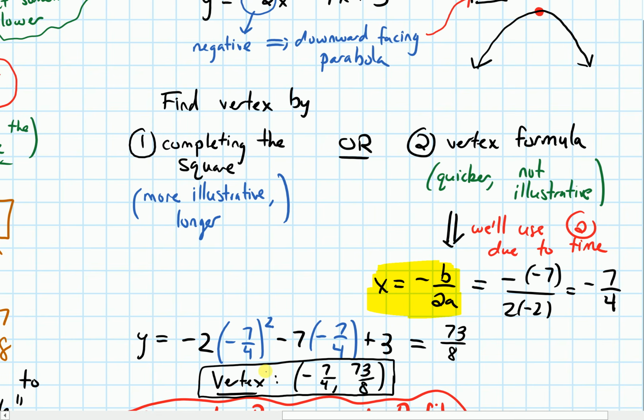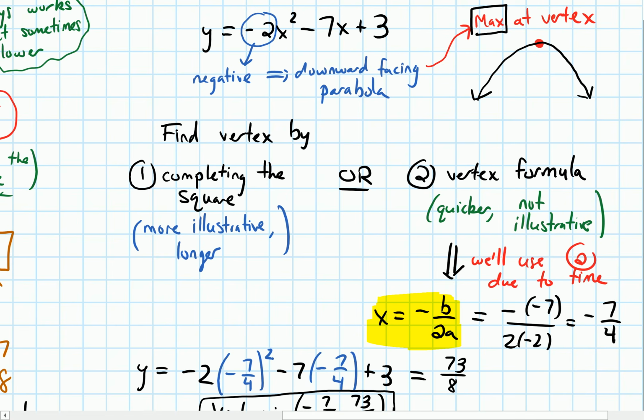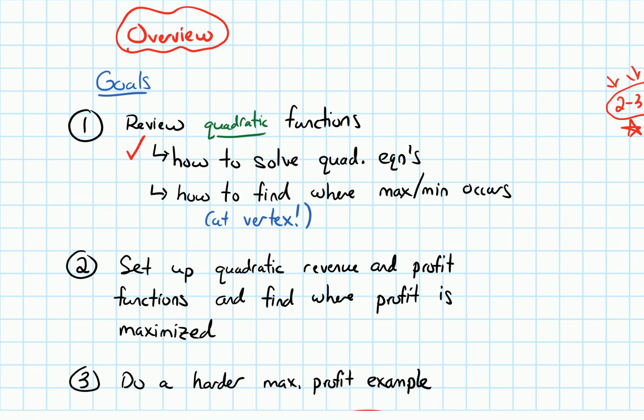And in our problem, the vertex is where the max occurs, because we had a max at the vertex since it was a downward-facing parabola. All right, so in terms of our goals at this point, we've reviewed how to find where the max or min of a quadratic function occurs by finding the vertex.